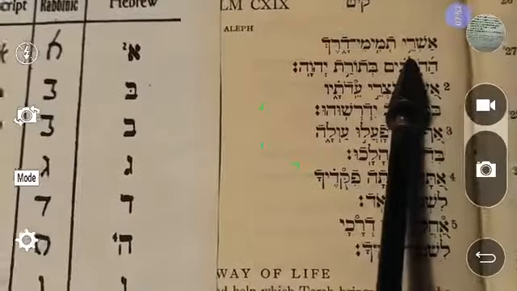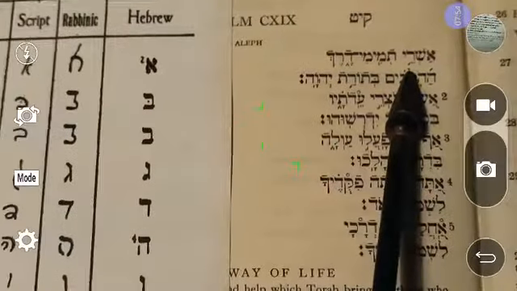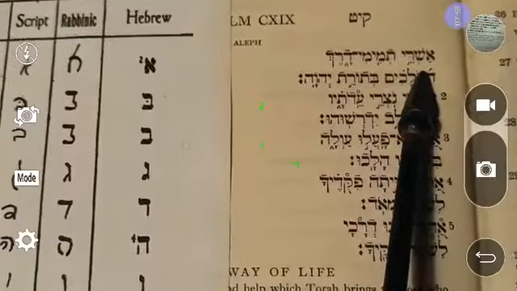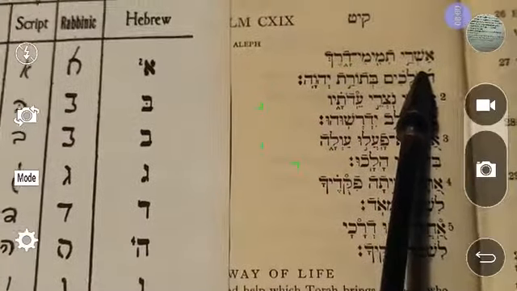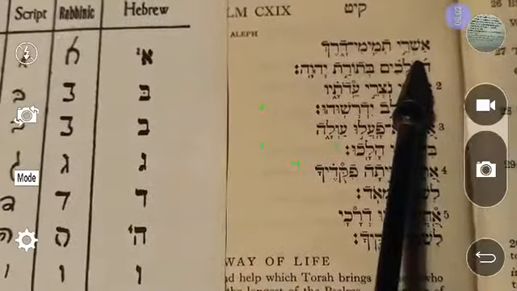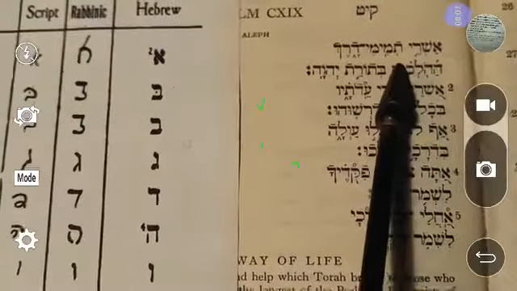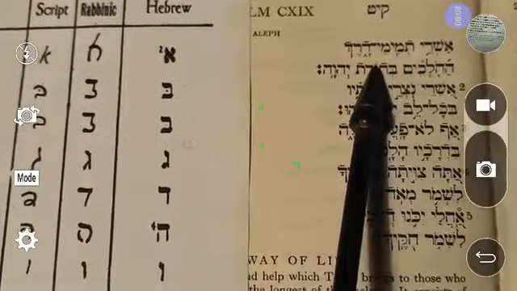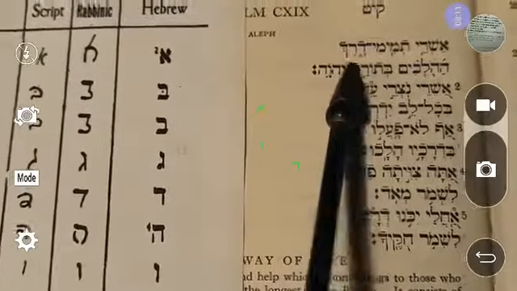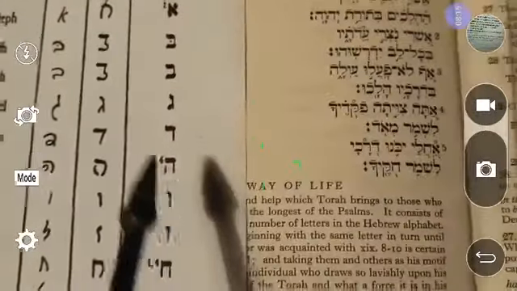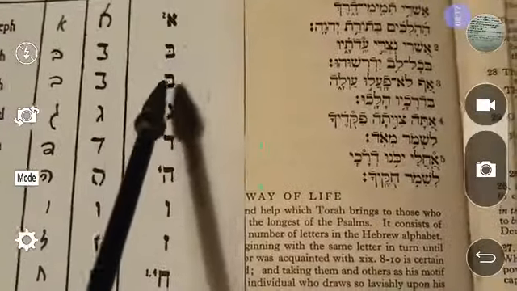Ashrei. Some places they interpret this as blessed, but actually it's happy. Ashrei haish. Happy is the man, or blessed is the man in the KJV, but happy. Ashrei. Timimei darek. Happy is the man. Okay, so here we have the Aleph.